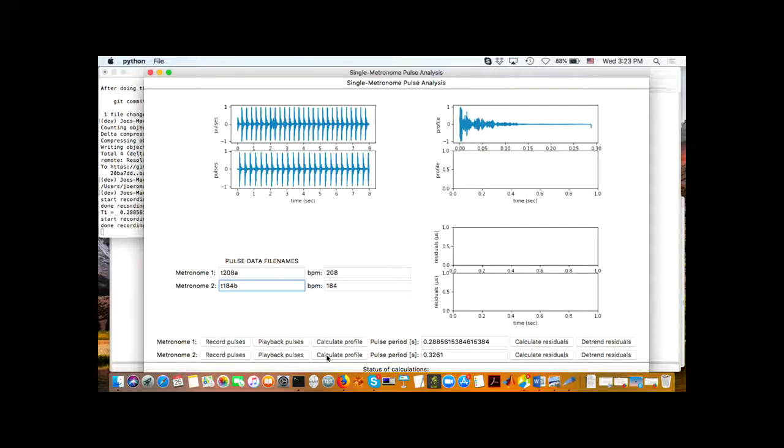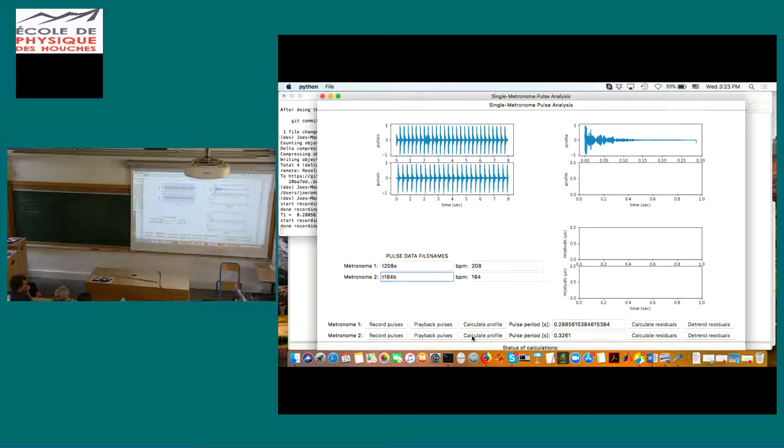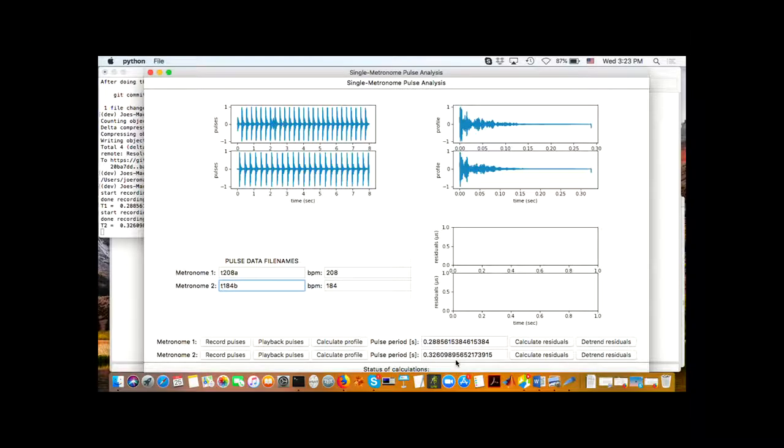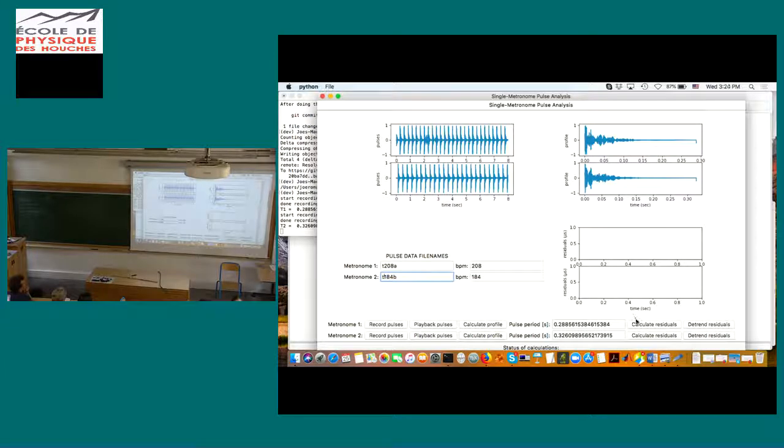It's trying different periods, trying to get some maximum in the averaged output. And when it does that, that's the period that it thinks the pulses are coming at. Here this 0.3261 is what you get if you just take the nominal 184 beats per minute. So that's the profile for that. Now what I'm going to do is I'm going to use that.